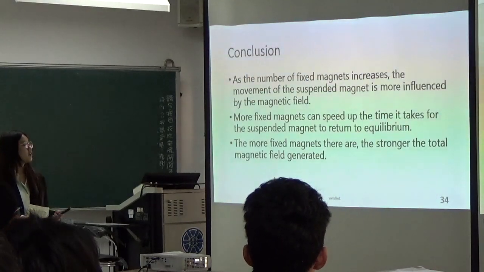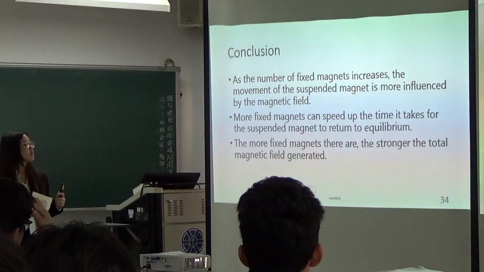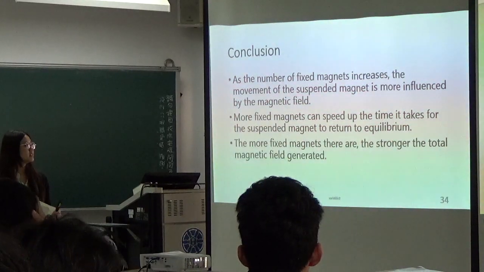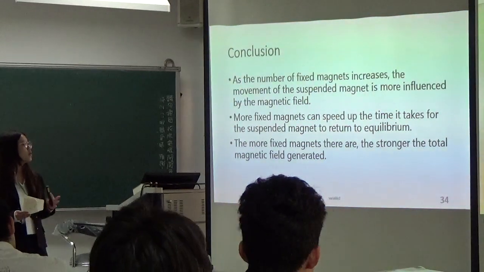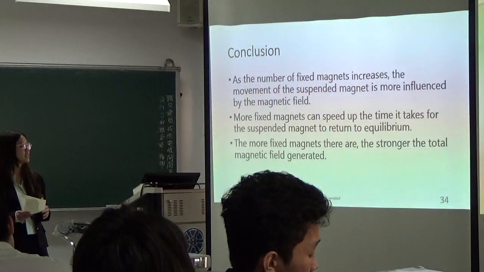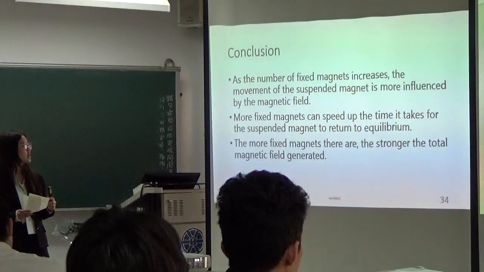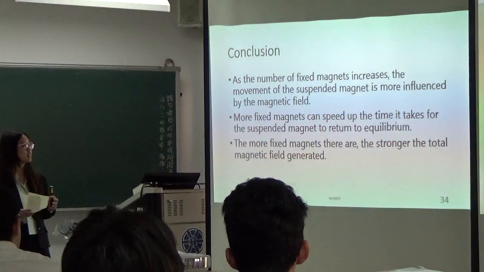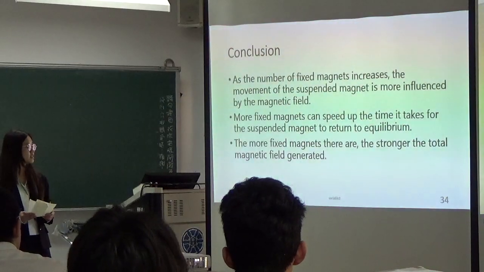As the number of fixed magnets increases, the movement of the suspended magnet is more influenced by the magnetic field. More fixed magnets can speed up the time it takes for the suspended magnet to return to equilibrium. The more magnets there are, the stronger the total magnetic field generated.